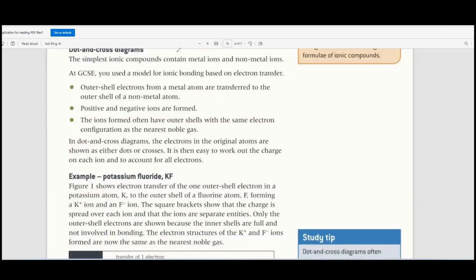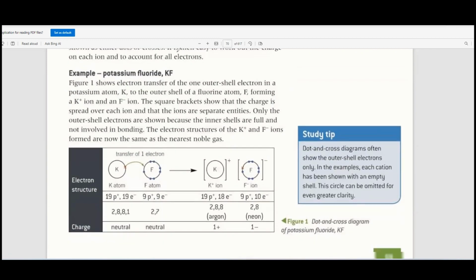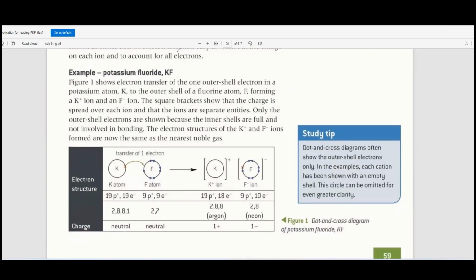In a dot and cross diagram, the electrons in the original atoms are shown as either dots or crosses. It is then easy to work out the charge on each ion and to account for all electrons. Okay, we'll see an example of potassium fluoride.